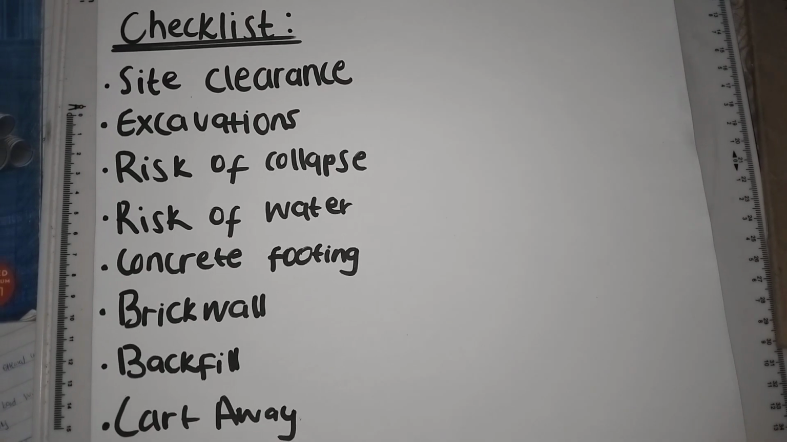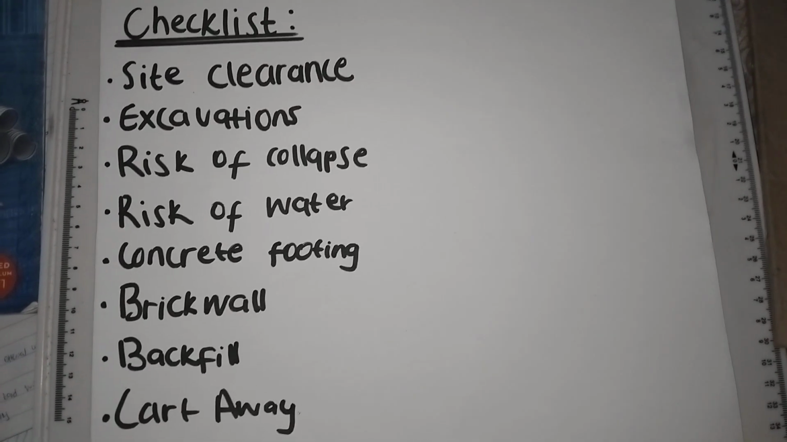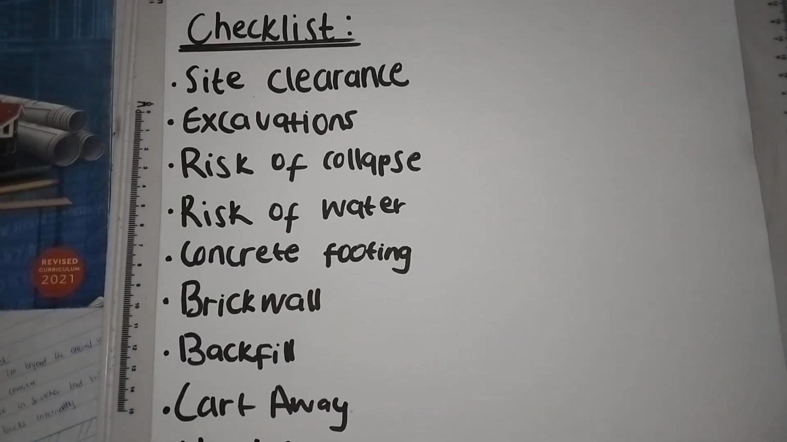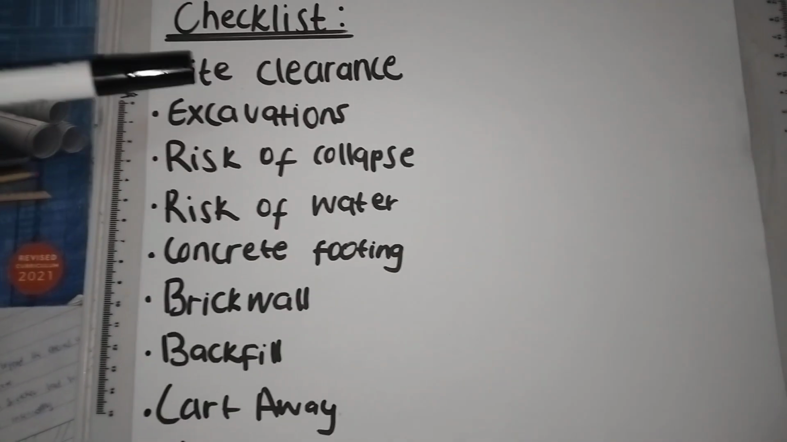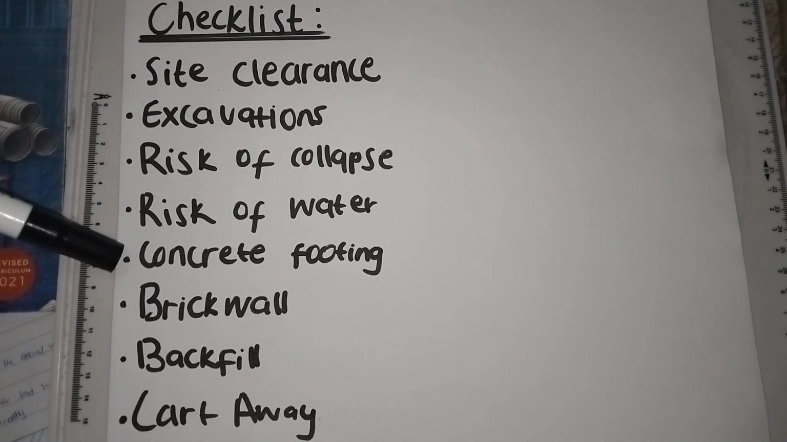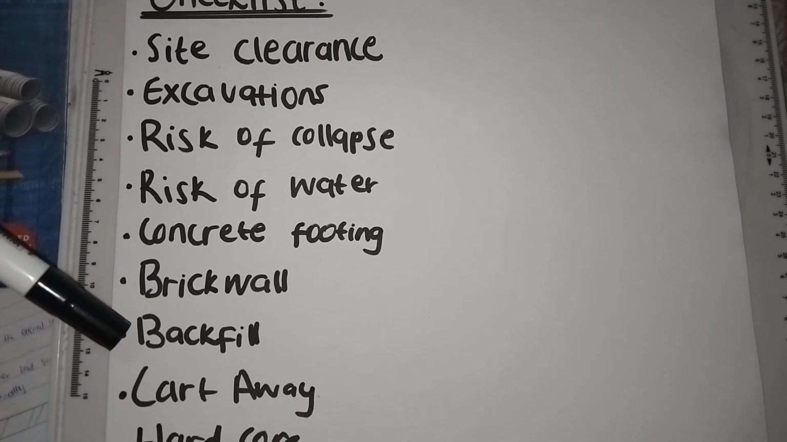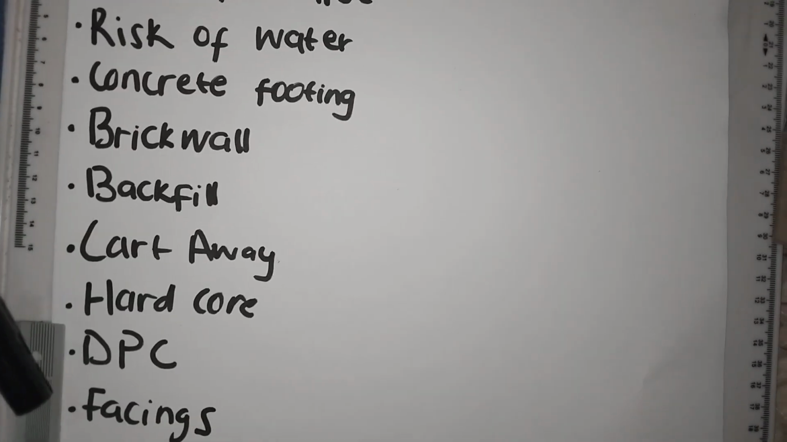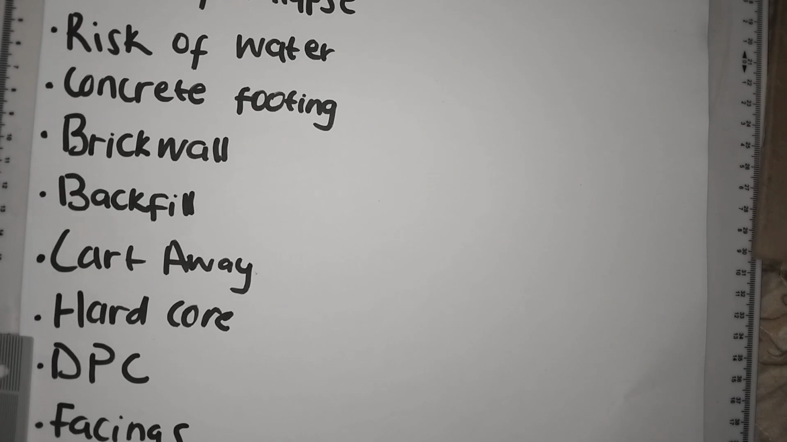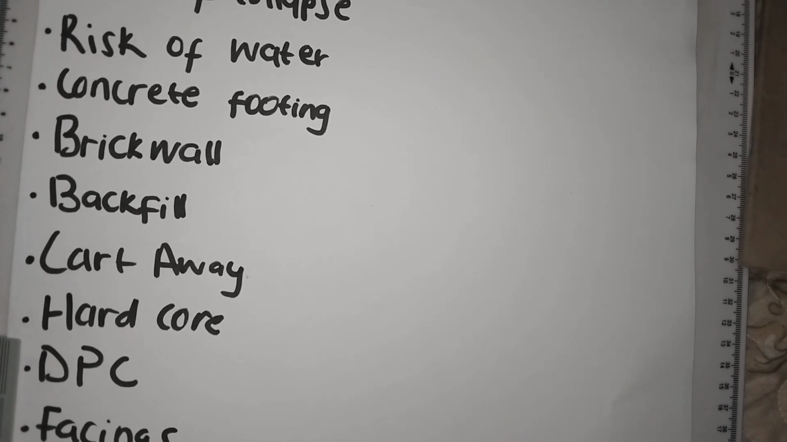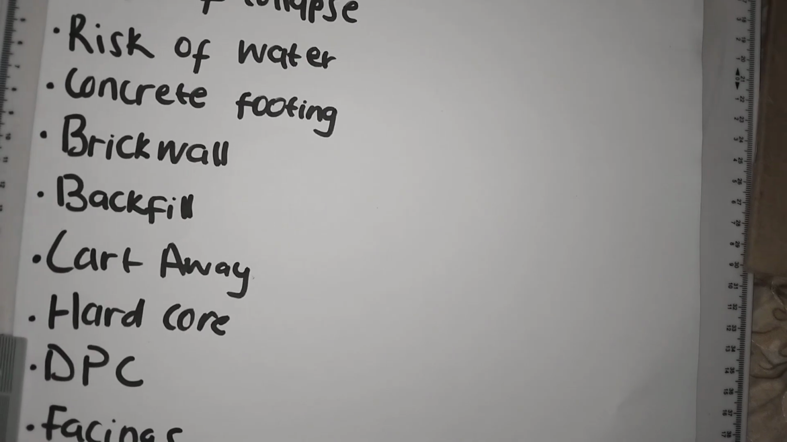Okay, here's how your checklist would look. You will start with site clearance. This is clearing the site. You will come to excavations, risk of collapse, risk of water, concrete footing, brick wall, backfill, cutaway, hardcore, DPC, and facings. Facings, which is also known as the extra over ordinary brick, if I'm not mistaken.